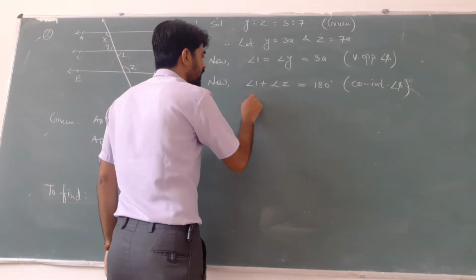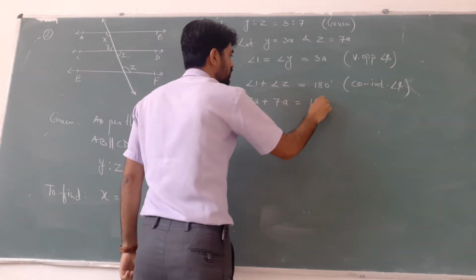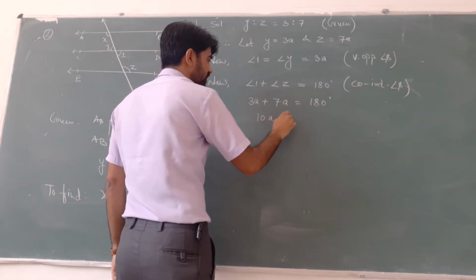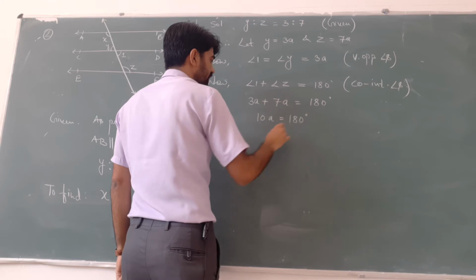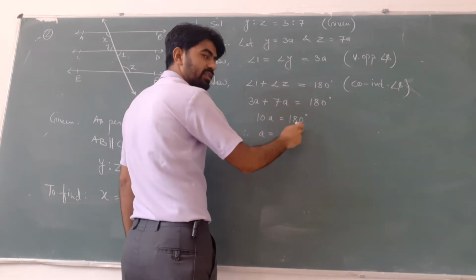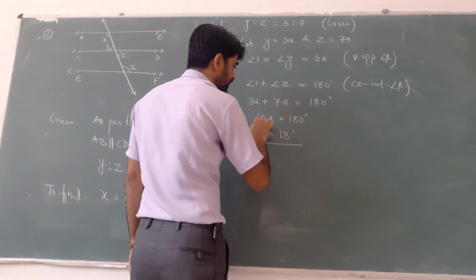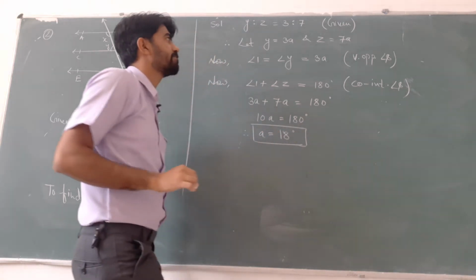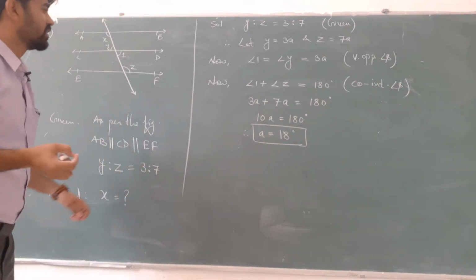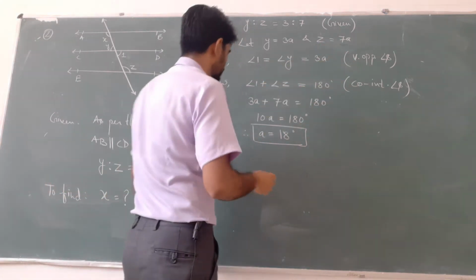So 3A plus 7A is equal to 180 degrees. We can say 10A is equal to 180 degrees. Therefore, A is equal to 180 by 10, the 10 will go to that side, it will cut 1 0. So it will be 18 degrees. So the value of A is 18 degrees. Okay, now if A is 18, what is the value of Z then?